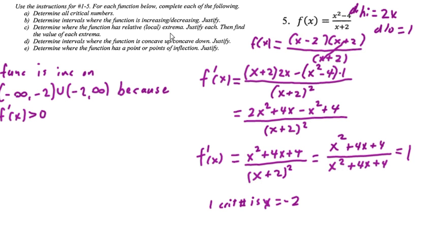Determine where a function has relative local extrema. There's no local extrema. We have a function that looks like this. Comes from negative infinity, goes up to infinity, so no relative extrema. Justify each, then find the value of each extrema. There's no extrema. Determine intervals where function is concave up, concave down. That we have 0. That's not relevant.